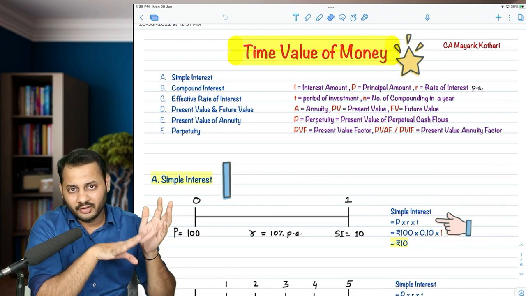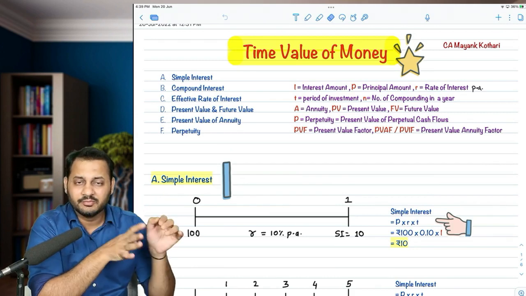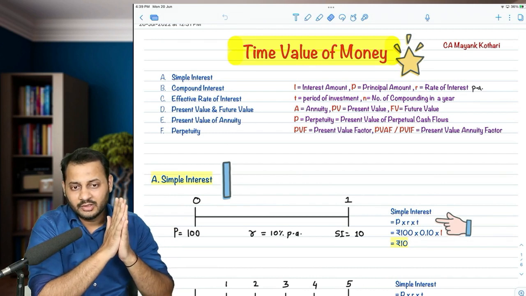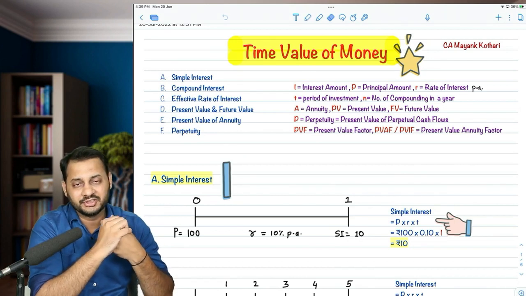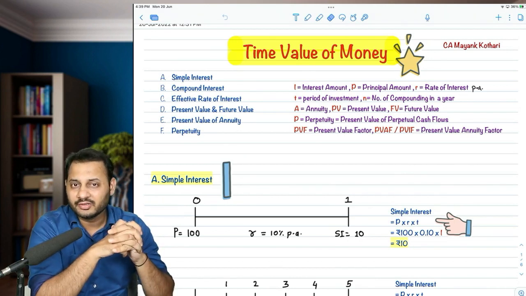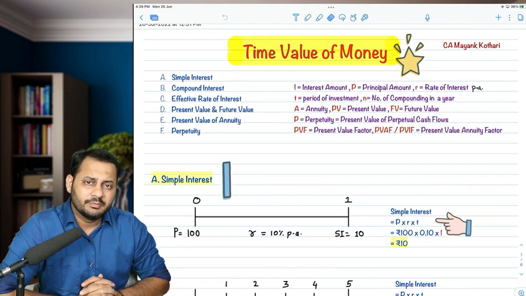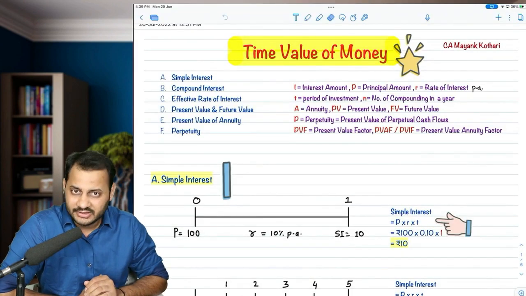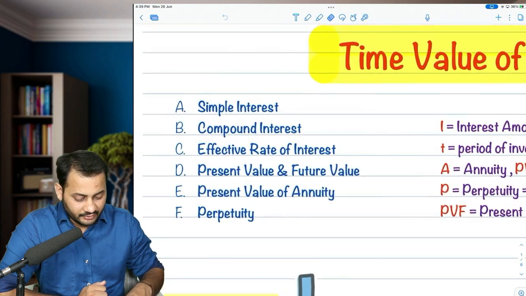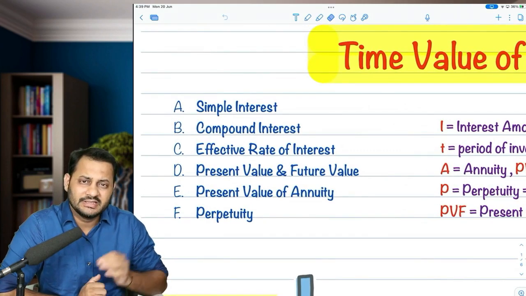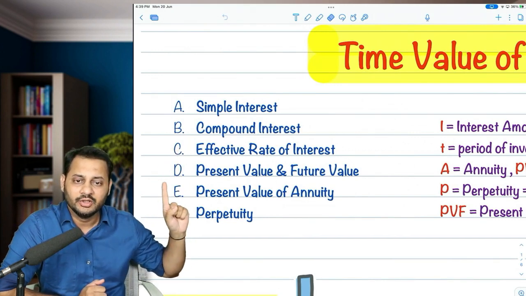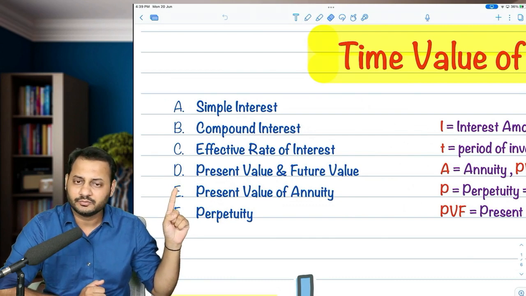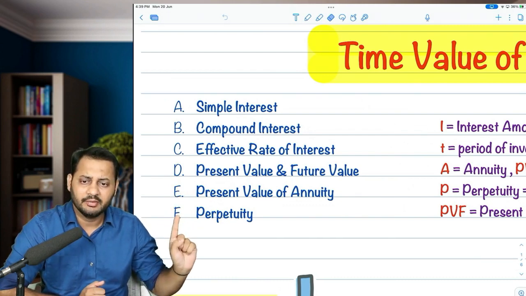What you can do right now is, if you are thorough with these concepts, you can just skip this topic and go to the next lecture. But I would request you to pick some time out of your busy schedule, as I can understand you're preparing for the final exams, and spend 1 hour learning more than what you have learned in the past about these concepts. So our time value of money concept covers around 6 basic topics: simple interest, compound interest, effective rate of interest, present value, future value, and present value of annuity and perpetuity.